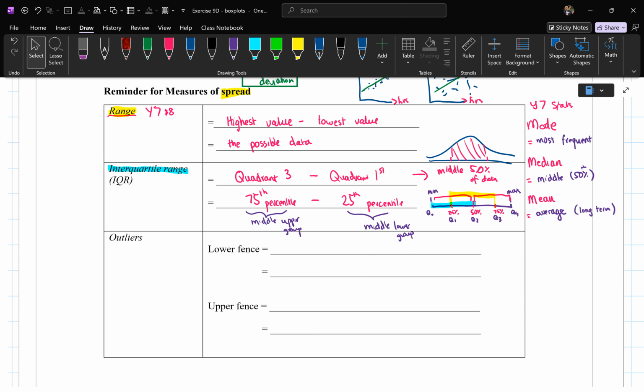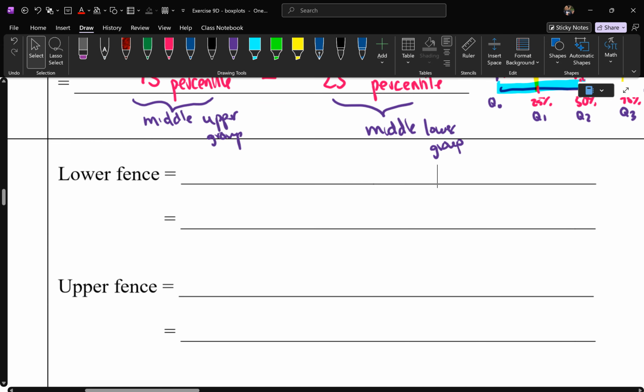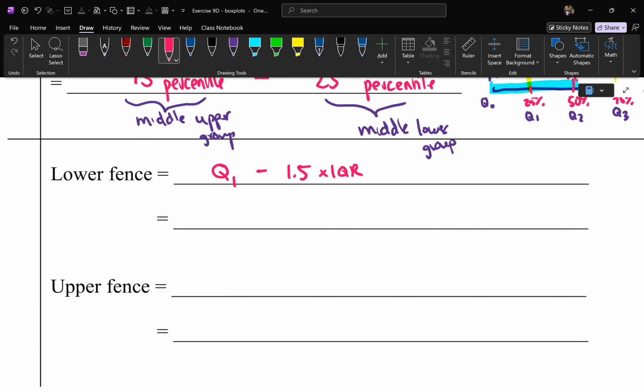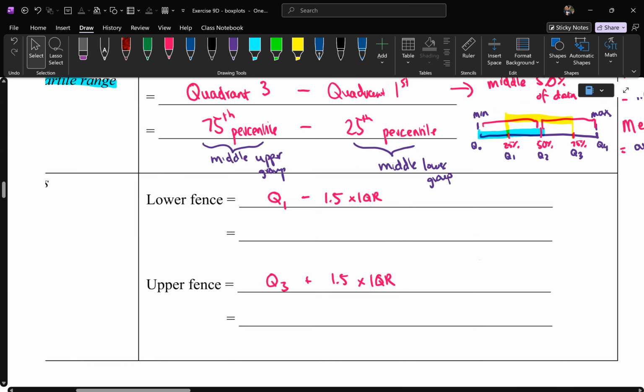For both, Q1 minus 1.5 times IQR. Very good. Q3 plus 1.5 times IQR. Beautiful. Now let's break that apart.